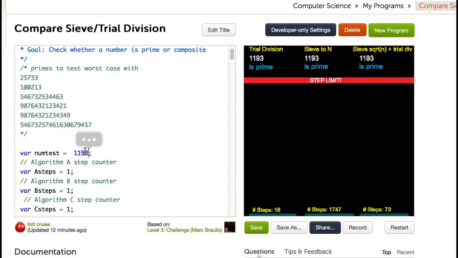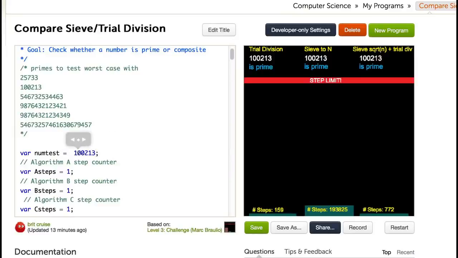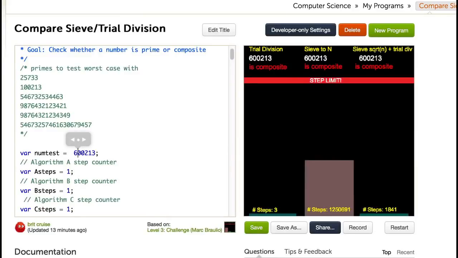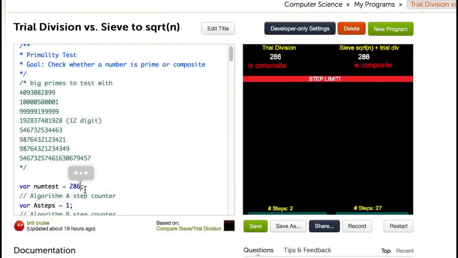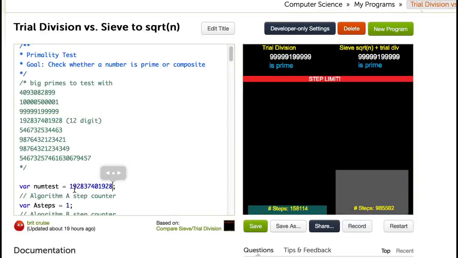As we can see, initially the sieve takes many steps. So even the modified version on the right is actually slower than trial division, and as the input grows, the number of steps in the sieve grows even faster. So let's just forget the middle and compare trial division versus the sieve up to the square root of n plus trial division. Here we can see the old trial division method is much more efficient. The number of steps in our sieve to square root of n plus trial division is growing much faster. So it is actually not an improvement.